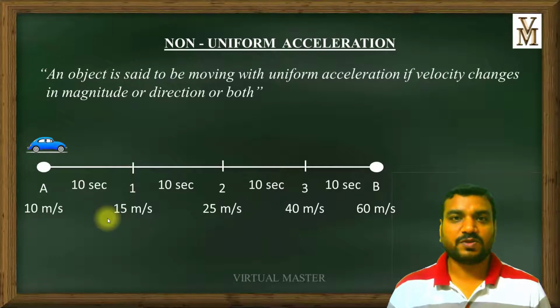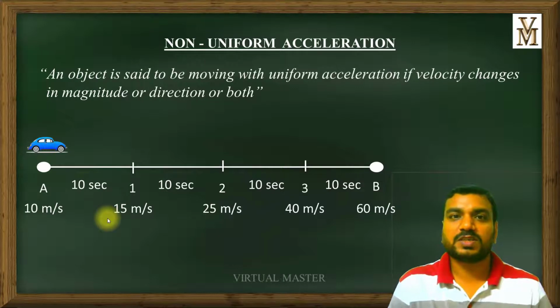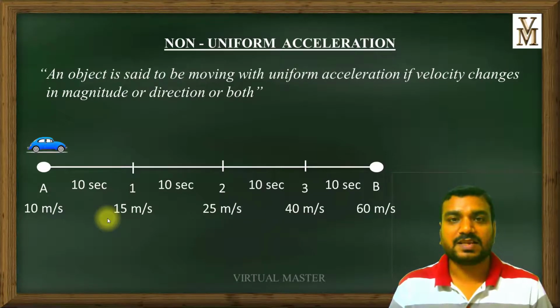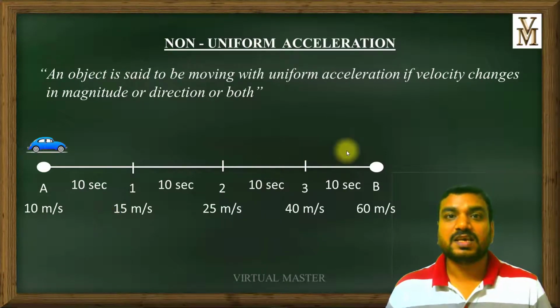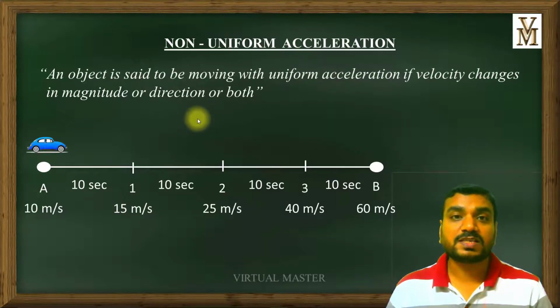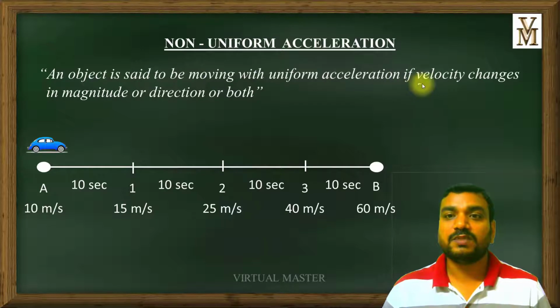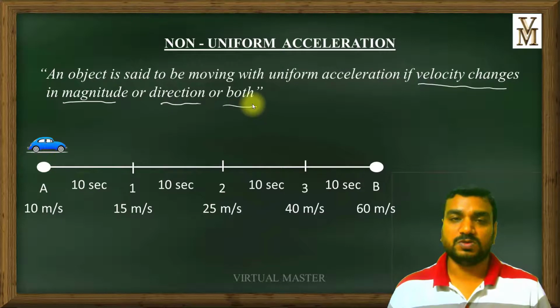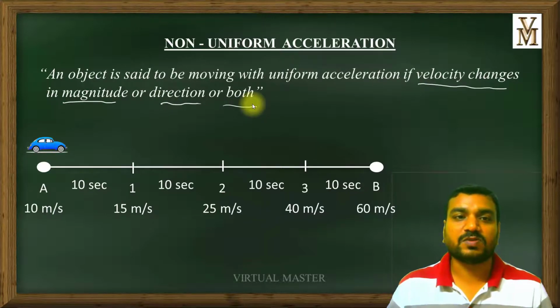Now let us discuss non-uniform acceleration of the object. In uniform acceleration, the acceleration of the object used to be constant, whereas in case of non-uniform acceleration, the acceleration of the object will not be constant. The object will have a non-uniform acceleration if its velocity changes in magnitude or direction or both. To explain this better, let us consider one example.